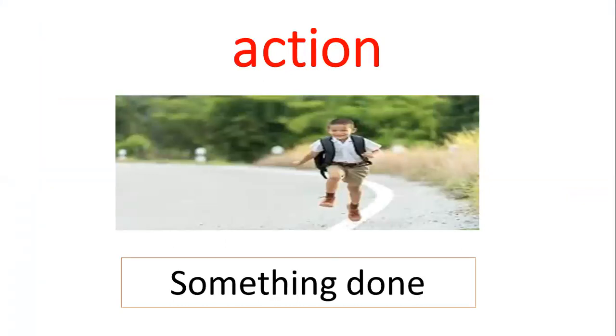Here we start with the first picture. What do you see here? He's doing an action. Look at the end of the word. It was act. But when I add tion, I add ion at the end of the word to make action. He's doing something. Something done. Action. He's running. He's taking an action.